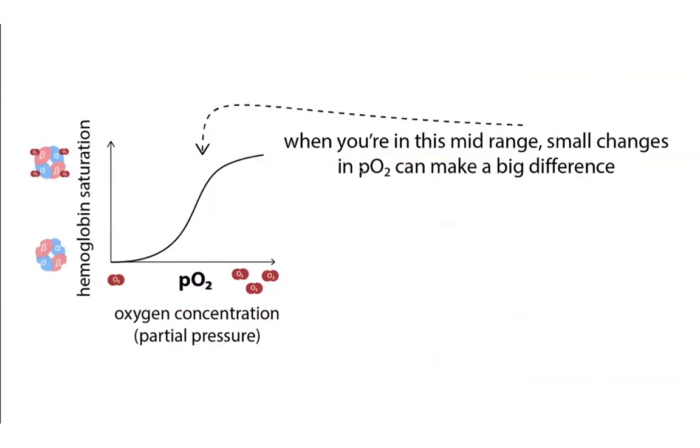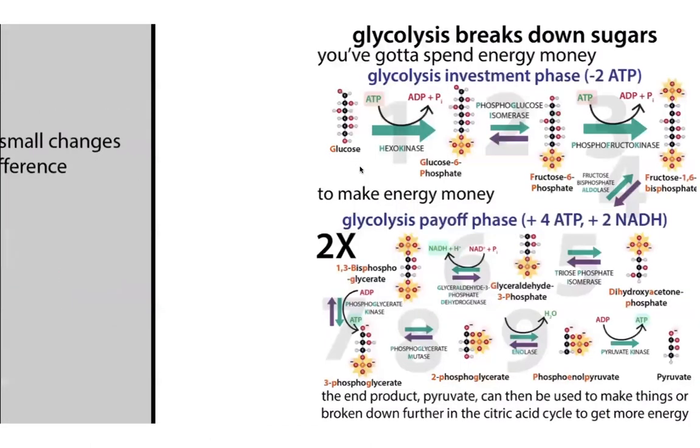And when we're in this mid-range, small changes in PO2 can make a big difference. So even if someone has low oxygen, we can give them oxygen and quickly help restore their hemoglobin carrying capacity, their oxygen in their blood. But we'll talk about some things that can actually prevent this, some medical consequences, things like carbon monoxide poisoning.